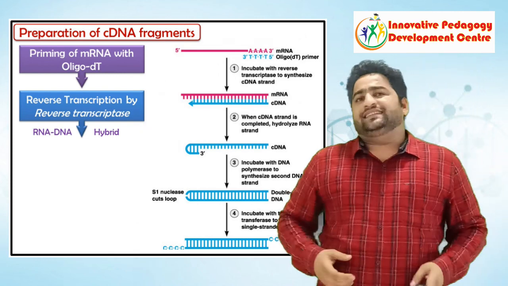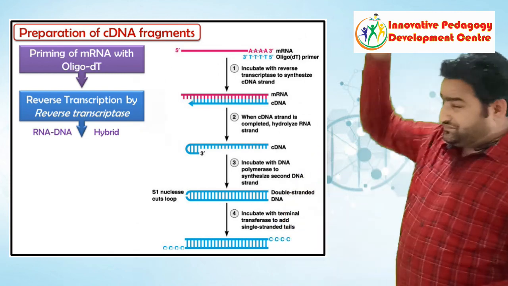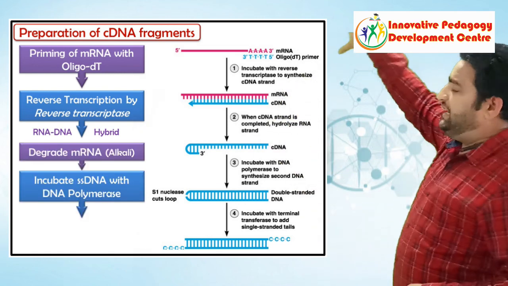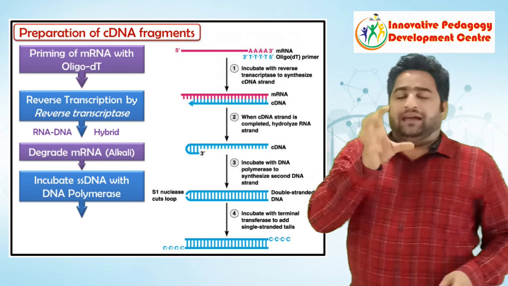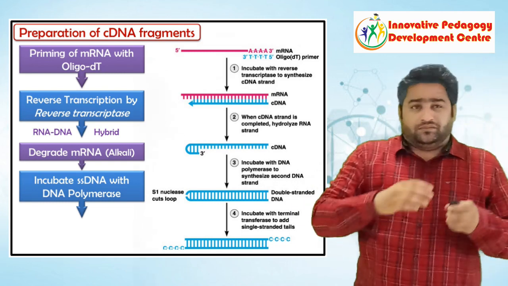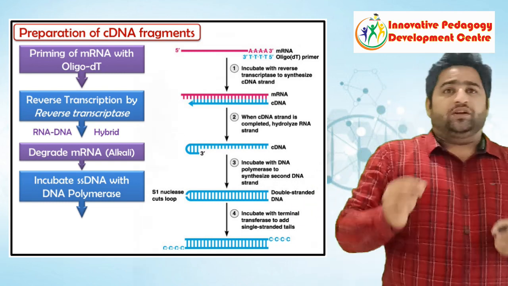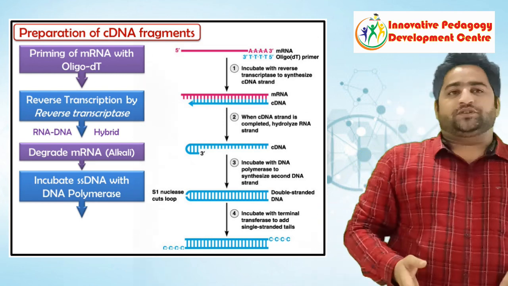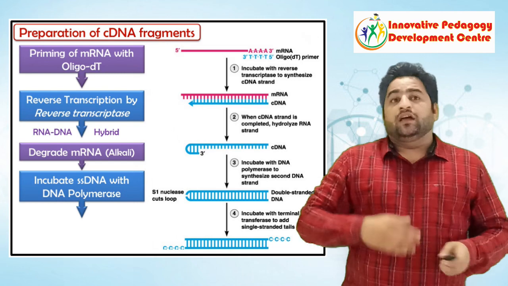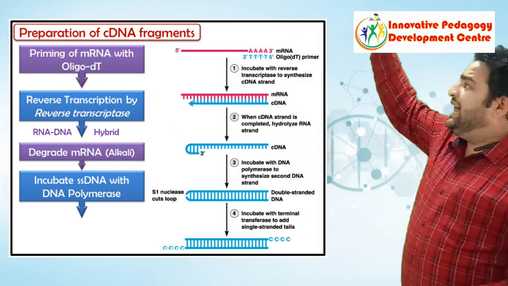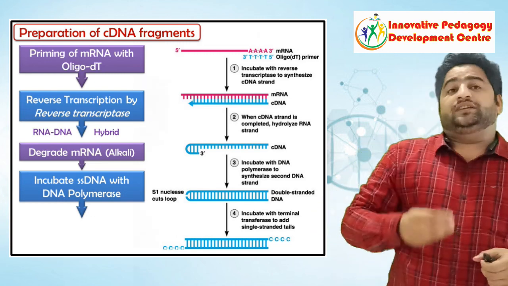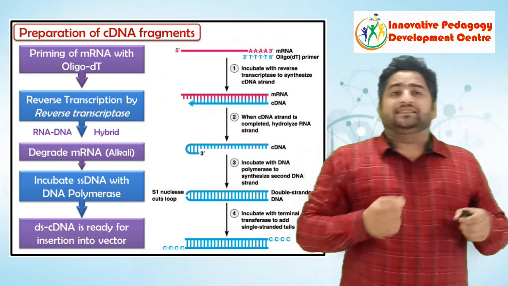Now we have to prepare the cDNA fragment. Here we prime the mRNA with oligo dT. What is oligo dT? That is an oligo primer. The oligo dT primer provides a 3' OH for reverse transcription, so reverse transcriptase forms a double-stranded RNA-DNA hybrid. This hybrid does not have a stable conformation.